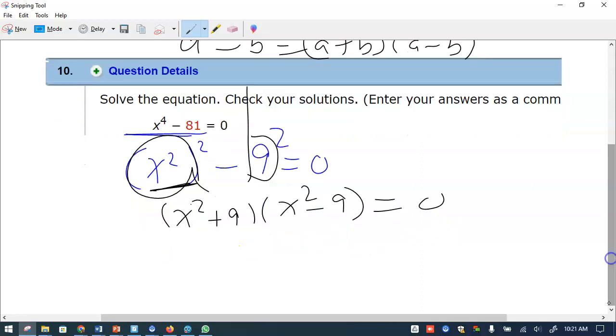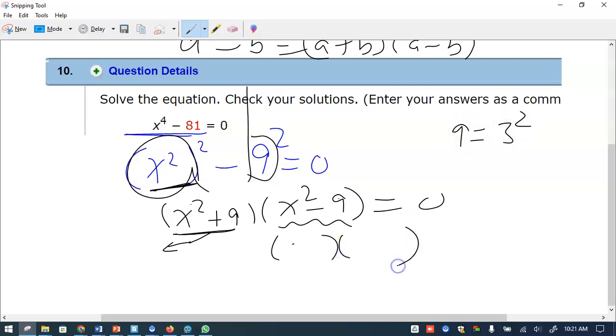We can still factorize this further. You have to be careful here. So this part, which is here, x squared. So either the first one is 0. Of course, you could do this as 9 is 3 squared, and you can write two factors, because this is going to be 3 squared. So you can write x plus 3 and x minus 3.